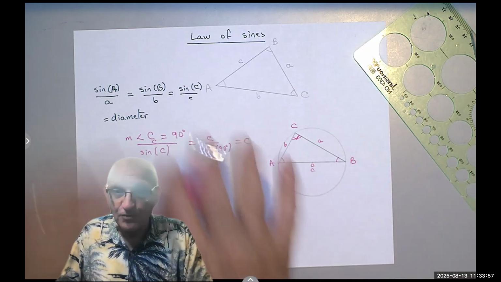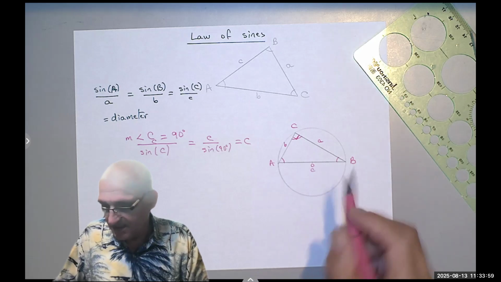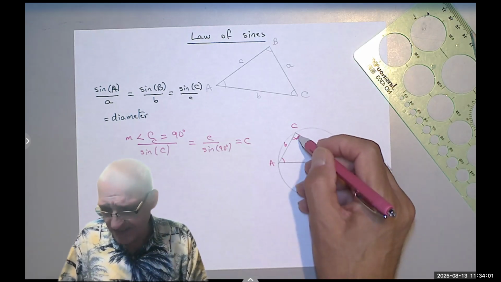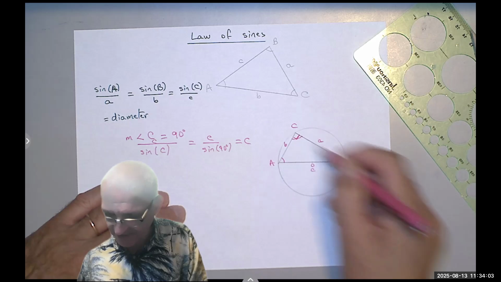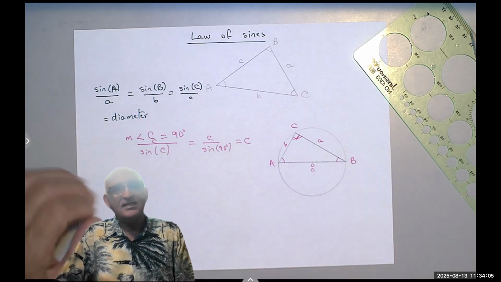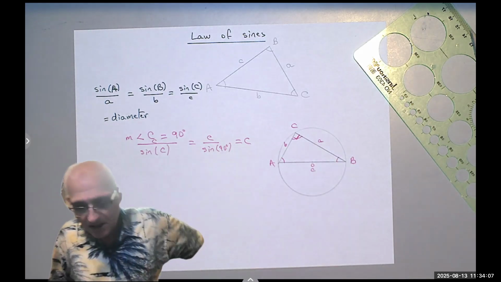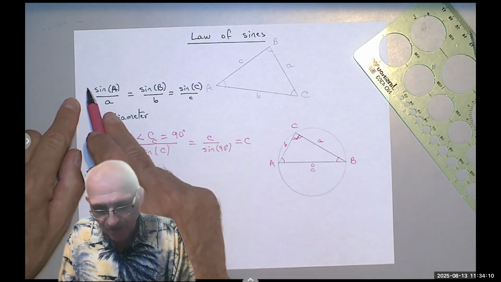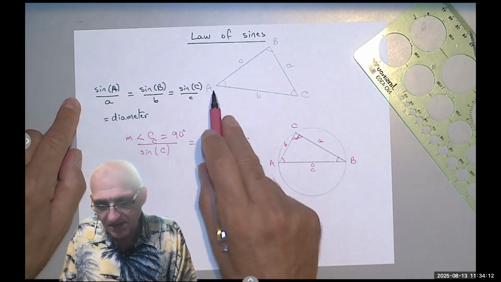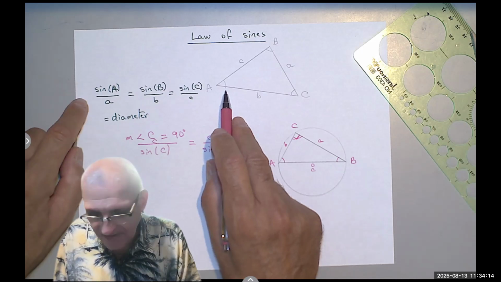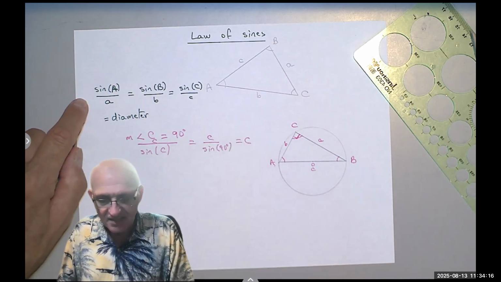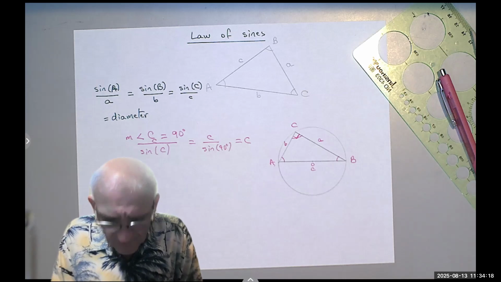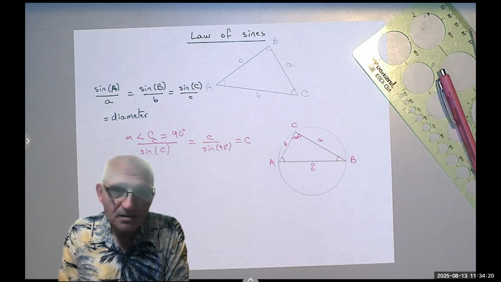So it's not a proof, but it shows you that if this angle is 90 degrees in a triangle, then the opposing side is the diameter. So here I can say sine 90 over C equals the diameter, which is C, meaning sine C is 1, right?